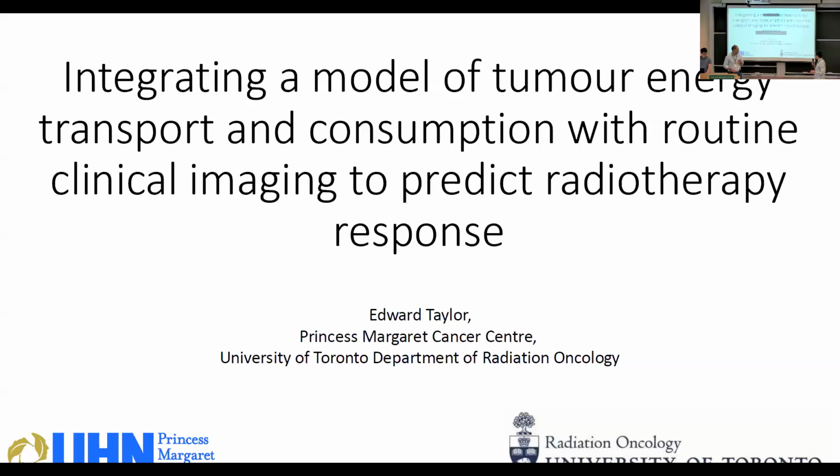Our next speaker is Edward Taylor, talking about integrating a model of tumor energy transport and consumption with routine clinical imaging to predict radiotherapy response.